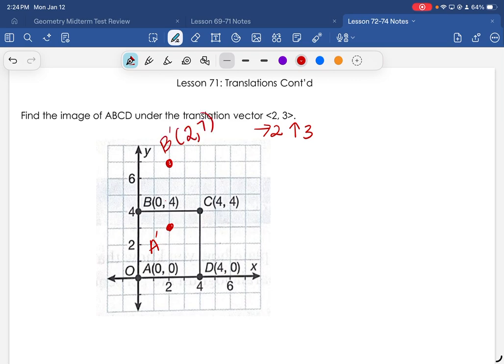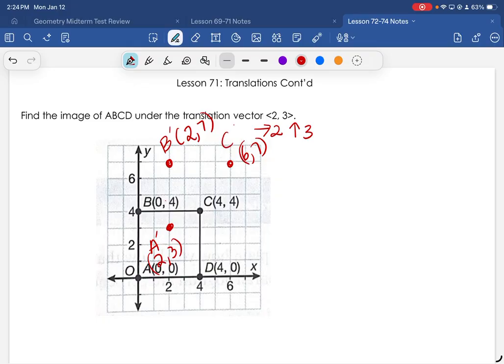Logan, you said 2, 3? Yes. Okay. And then Harper, where's C prime? 6, 7. Say it again. 6, 7. Yeah, very good. C prime, 6, 7.